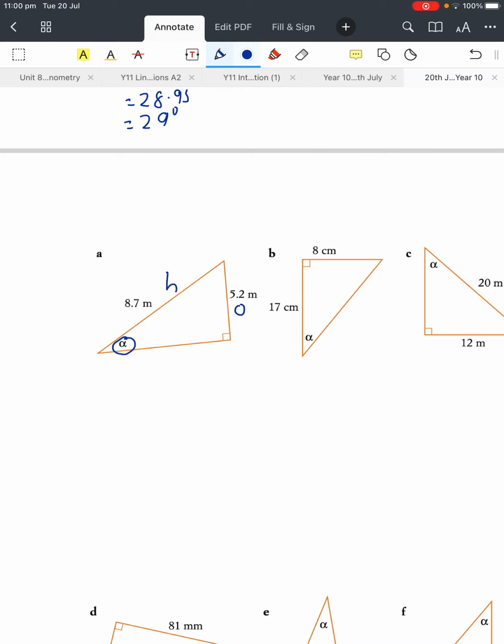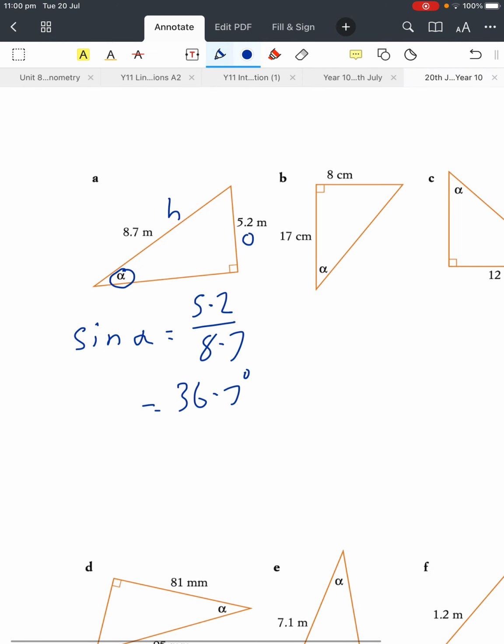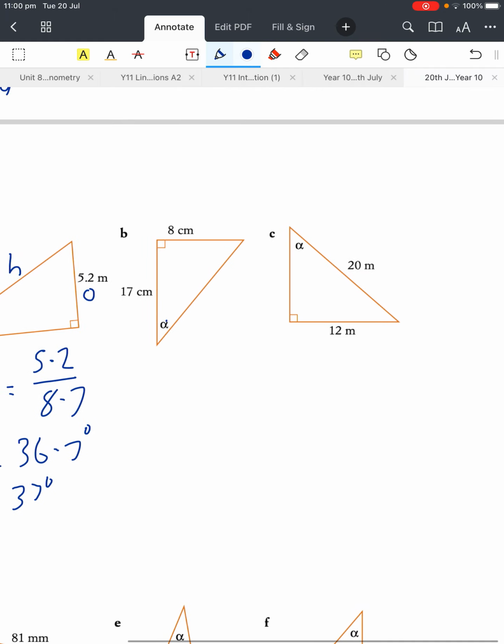So let's work out what it is. It's opposite hypotenuse, that's sine of the angle we're trying to find. So in this case it's alpha, is opposite over hypotenuse. Press shift, sine on your calculator, fraction button, 5.2 on the top, 8.7 on the bottom. Don't forget to close the bracket, equals 36.7. Just quickly read the question. Do they want it to the nearest? No. Let's say 37 degrees if they want it to the nearest degree.